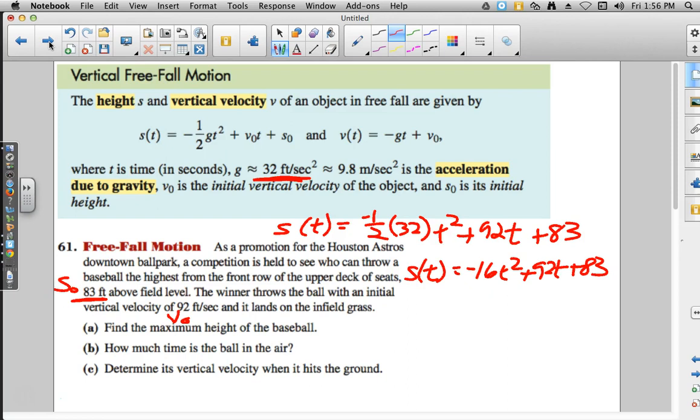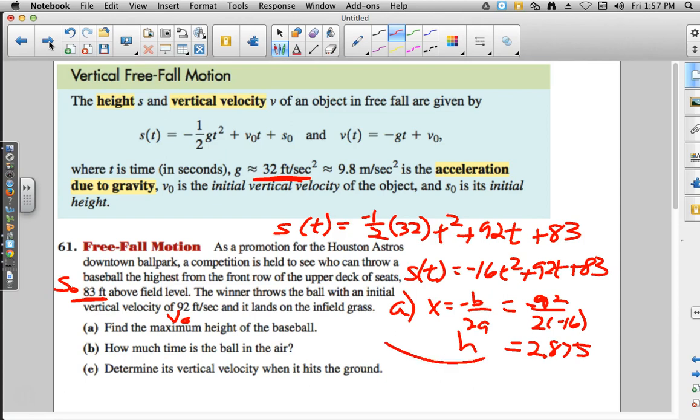And what they want for A is find the maximum height of the baseball. We could punch that in and find the maximum, but we can also do it by hand using negative b over 2a. And that would give us negative 92 over 2 times negative 16, which is 2.875. So that's going to be the x-coordinate of our vertex, which is really h.